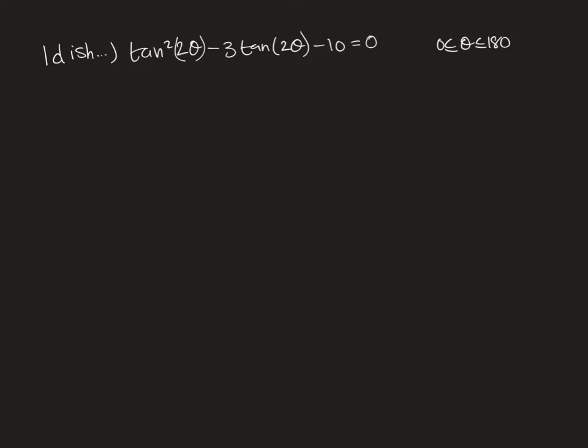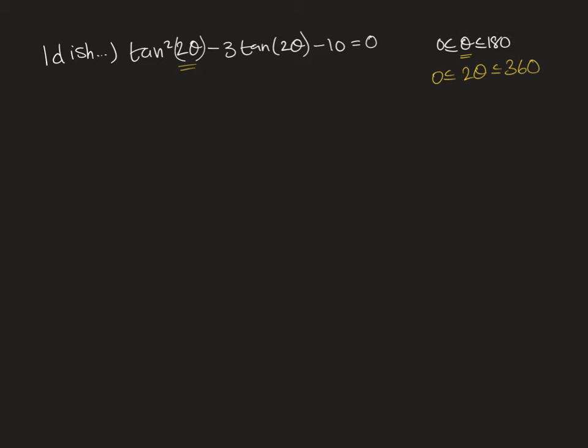My second example here is inspired by question 1D from the book, but I've changed it slightly. I've changed the angle to 2 theta. So the first thing that we need to do, if the angle is 2 theta, is to change our range so it's in terms of 2 theta. So we double all of these values to show that 2 theta is between 0 and 360 degrees.